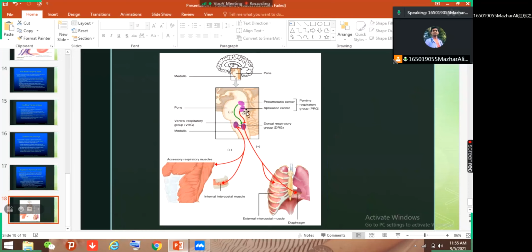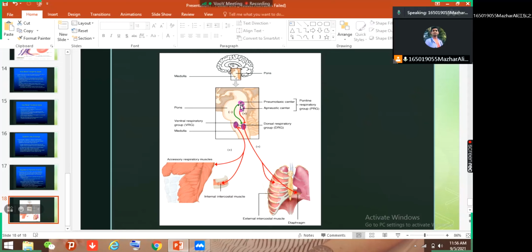These two we call the pontine respiratory group. One we call the pneumotaxic center, the other we call the apneustic center. Pneumo means air, and taxic, just remember, is like air blowing. And then there is the ventral respiratory group in the medulla. First of all, I will talk about the apneustic center. We call it the apneustic center because it causes inspiration.